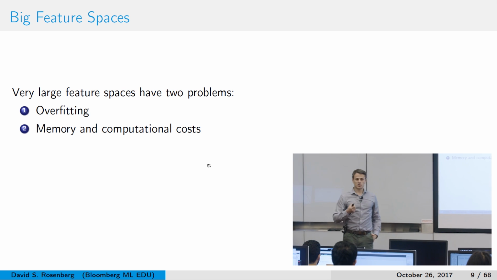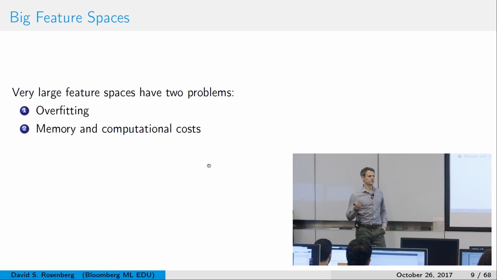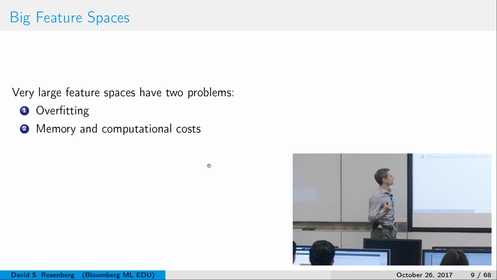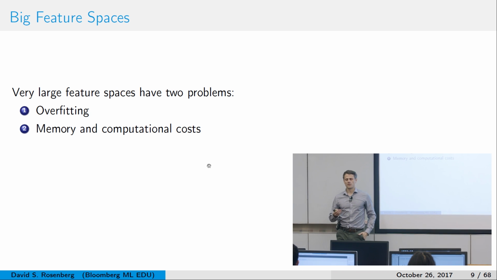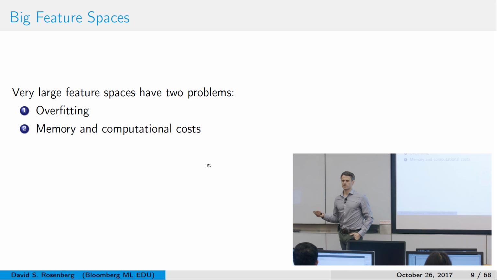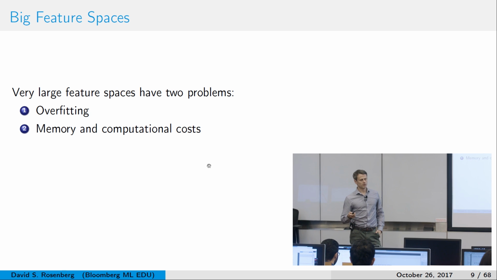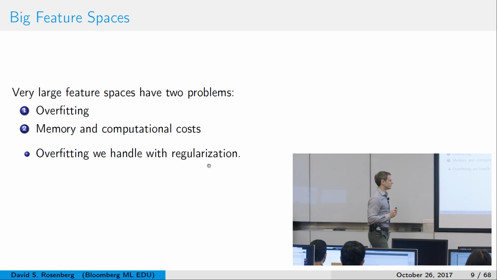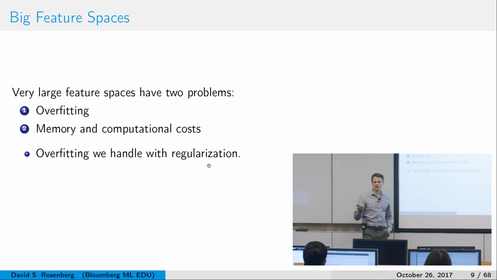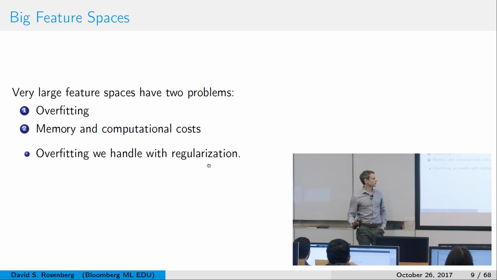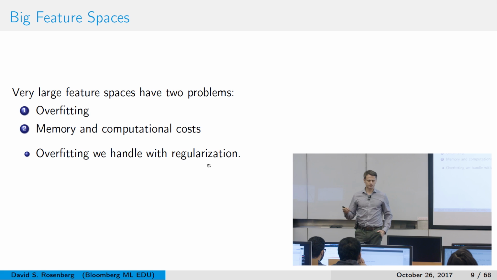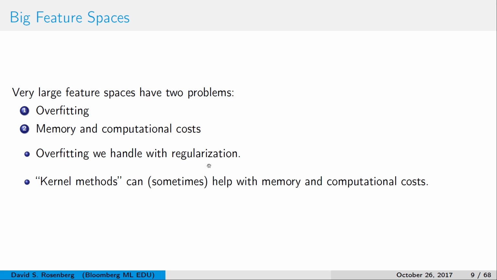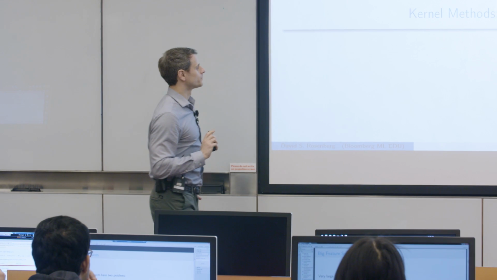When you think about large feature spaces, generically, there are maybe two issues you might be concerned about. The first is overfitting. The second is the memory and computational cost of the huge feature vectors. The first one I'm not too concerned about. We have discussed regularization at length, and that's going to handle the overfitting issue for us. The second issue, the time and computation, today we'll see kernel methods can help in certain situations in a very elegant way.